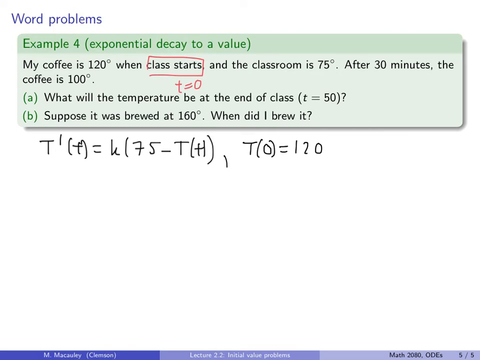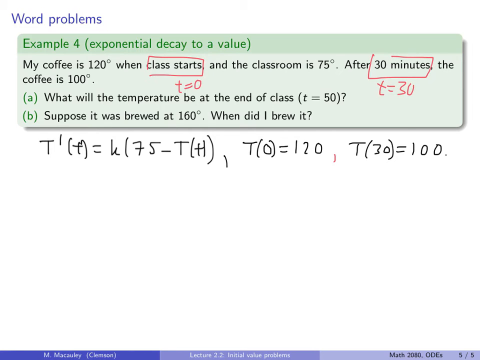And after 30 minutes, let's use minutes. You could use hours and say t equals 1/2, but again, I told you I don't like fractions. So after 30 minutes, the coffee is 100 degrees. That means T of 30 equals 100 degrees.